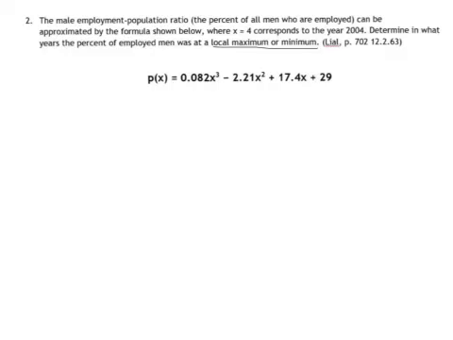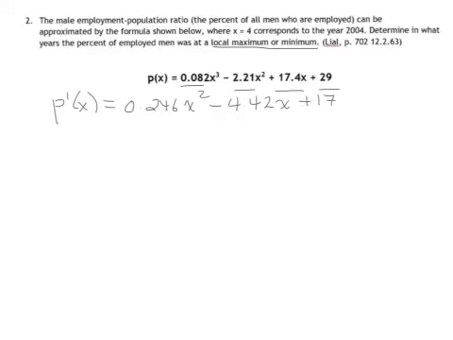Again, we need to identify the function. We've got 4 terms, 1, 2, 3, and 4. We have 3 powers and 1 constant. Okay, so let's go ahead. P prime at x is going to equal 0.246x squared minus 4.42x plus 17.4. And remember, the power rule that we were just working with is x to the n, the derivative is nx to the n minus 1.